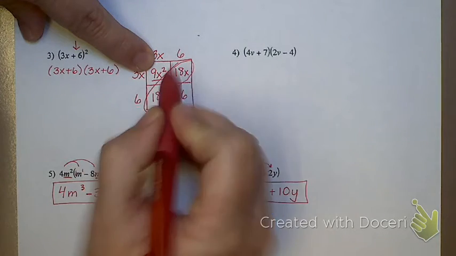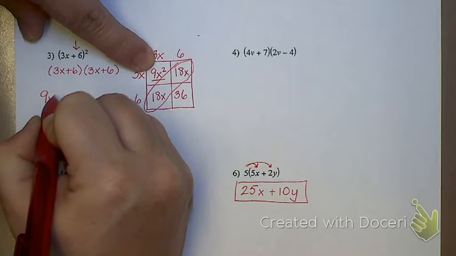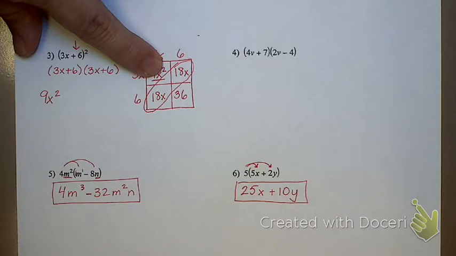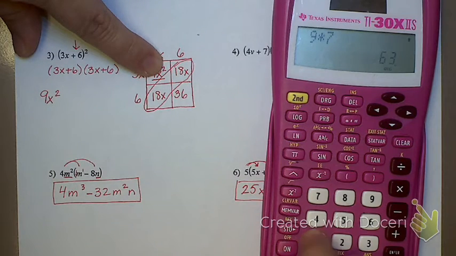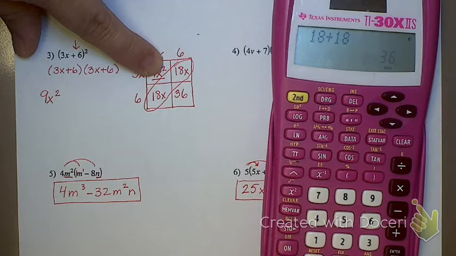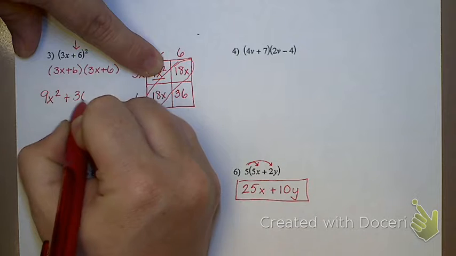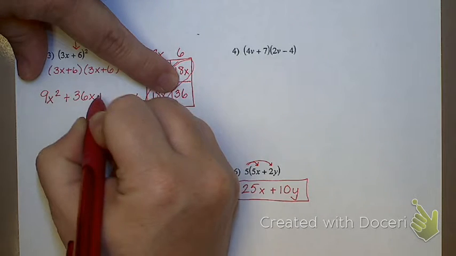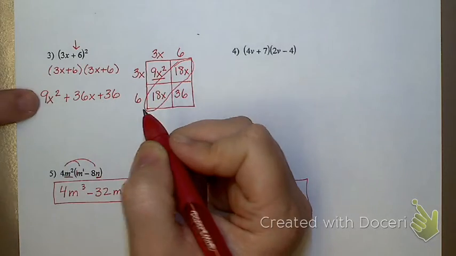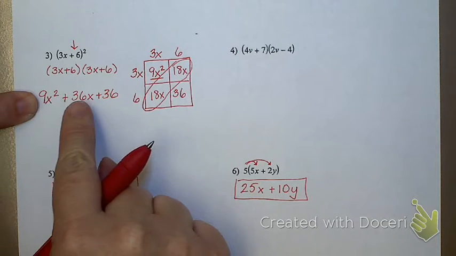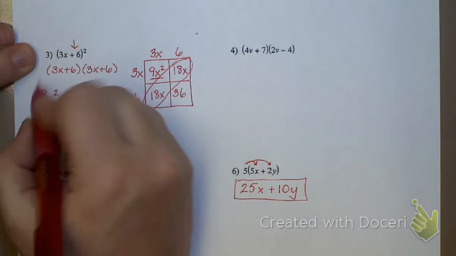So 9x squared is the first term of my answer. And then how many x's do I have if I have 18x and 18x? That's going to give me 36x. And then finally I have a plus 36. Are we in standard form? Bigger exponent, smaller exponent, nothing. That is standard form.